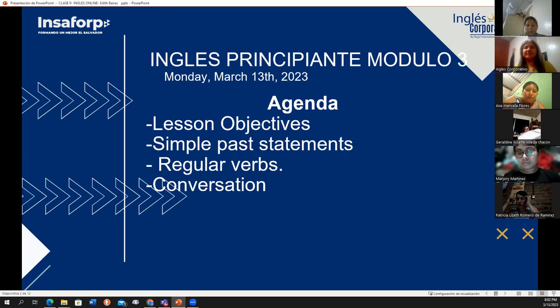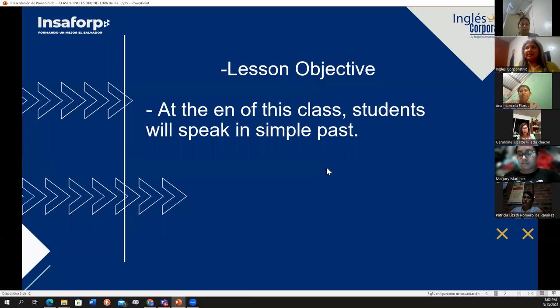Do you know the difference? ¿Saben la diferencia entre los verbos regulares y los irregulares? No, teacher. Okay, no problem, don't worry. So today we're going to start with the regular verbs. The agenda for today: at the end of this class, the students will speak in simple past. Vamos a empezar a hablar en pasado. Ya estuvimos aprendiendo a hablar en presente. Vimos el going to, que es para hablar en futuro. Ahora vamos a ver el tiempo pasado.